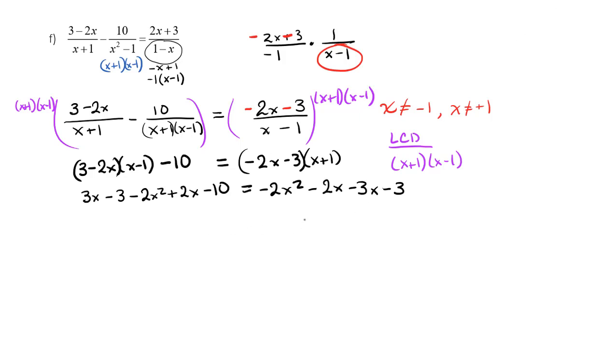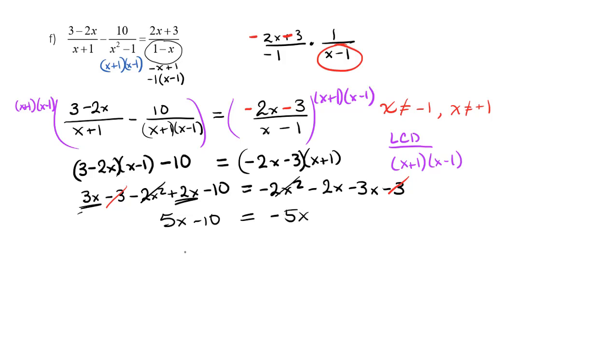I'm going to look for any terms that are identical on both sides of the equation, so I can just cancel them out. So I have a negative 2x² on both sides. I can get rid of that. I have a negative 3 on both sides that I can cancel out. So then I have the 3x and the 2x that I can add together, so that's 5x minus 10 is equal to negative 5x.